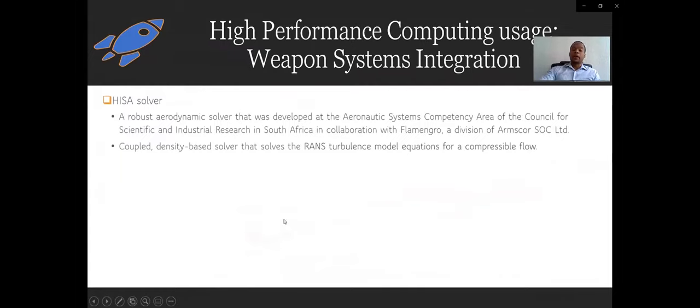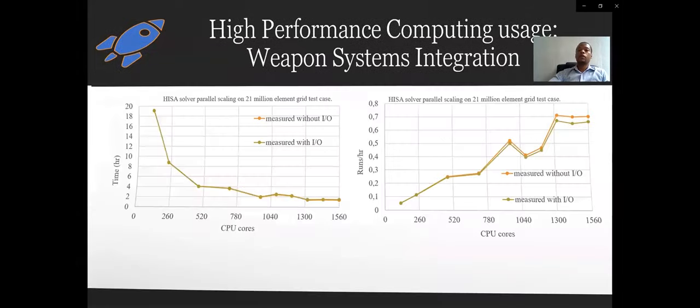The HISO solver is a robust high-speed aerodynamic solver that was developed at the Aeronautic Systems Competency Area of the CSIR, working with the Flamengo Group of Armscor. It's a coupled density-based solver that solves RANS turbulence model equations for a compressible flow. Now, the RANS turbulence model was typically solved on a 20 million element mesh.